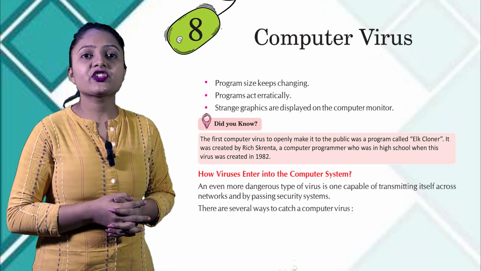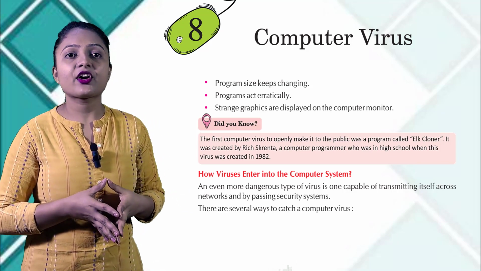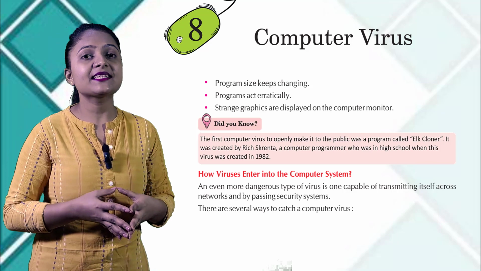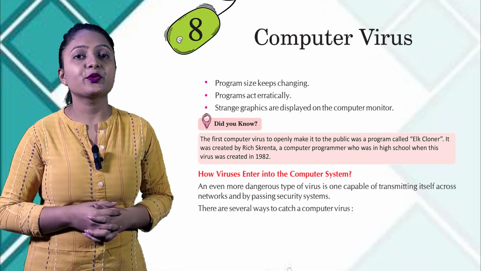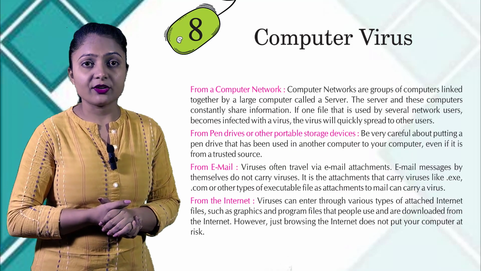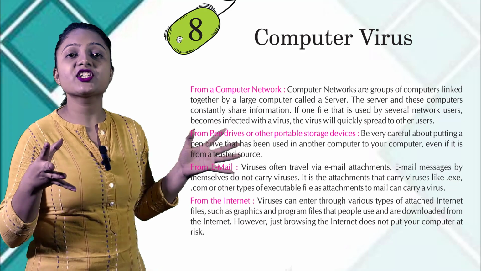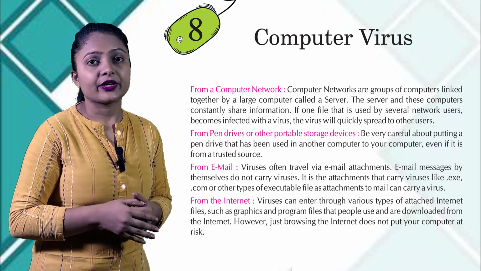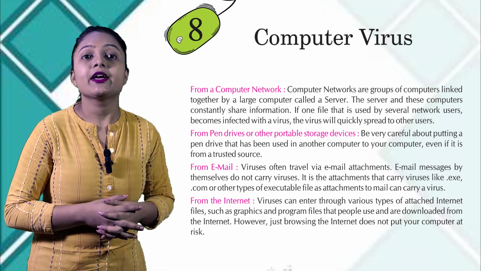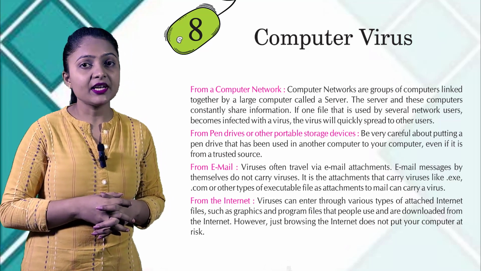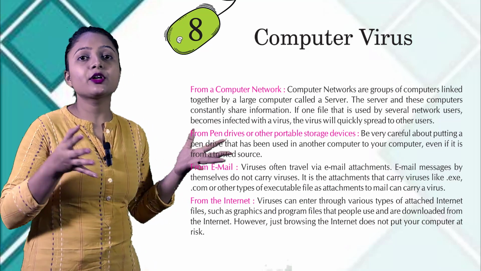An even more dangerous type of virus is one capable of transmitting itself across a network and bypassing security systems. There are several ways to catch a computer virus. From a computer network: networks are groups of computers linked together by a large computer called a server. The server and these computers constantly share information. If one file that is used by several network users becomes infected with a virus, the virus will quickly spread to other users.